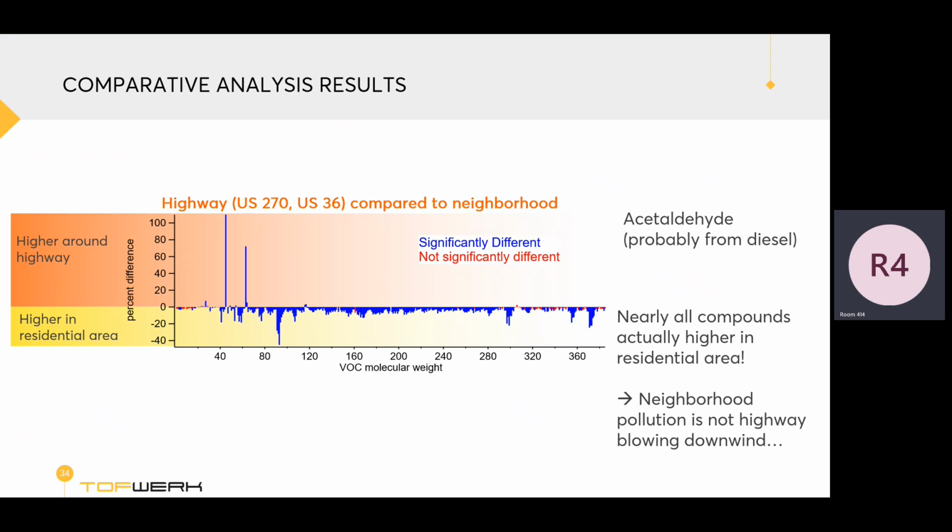In the comparison of the area around US Highway 270 to the neighborhood, there's not really a whole lot that sticks out. Mostly just acetaldehyde, which is probably from cars. But what's really interesting about this plot is that nearly all VOCs have a higher concentration in residential neighborhoods than they do around the highway. So what that's telling us is that whatever this pollution is here in the neighborhood, it is not blowing downwind from the highway. It must come from a source other than the highway.